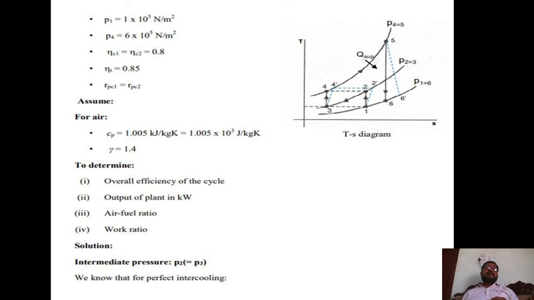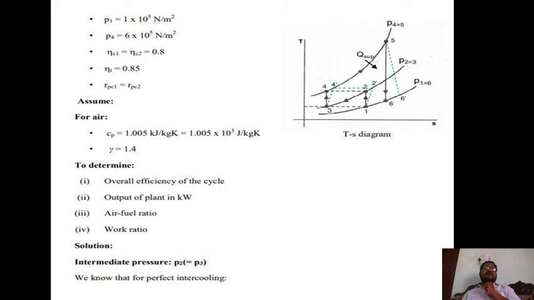P1 is the initial pressure, that is 1 into 10 to the power 5 pascals, and P4 is 6 into 10 to the power 5. The bar is converted into pascals, and the compressor efficiency is 0.8. Both compressors have the same actual efficiency, and the turbine efficiency is 85%. The pressure ratio RPC is equal to RPC1.